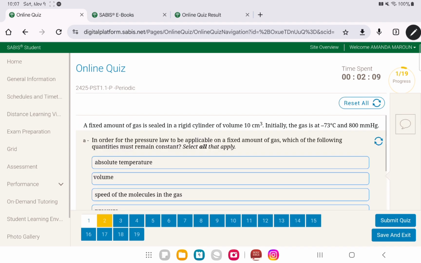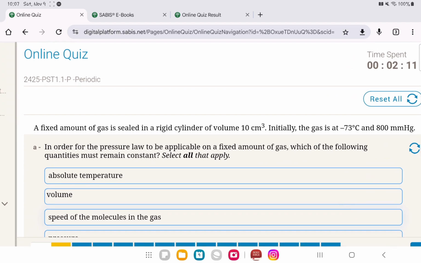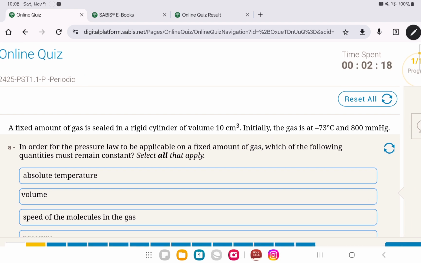Now we move on to question number 2. A fixed amount of gas is sealed in a rigid container of volume 10 centimeter cubed. Initially, the gas is negative 73 degrees Celsius and 800 millimeters of mercury. In order for the pressure law to be applicable, I'm going to state the 3 laws.